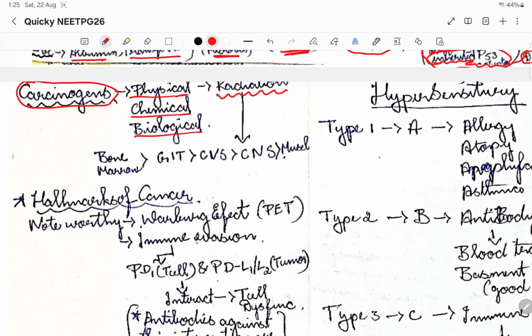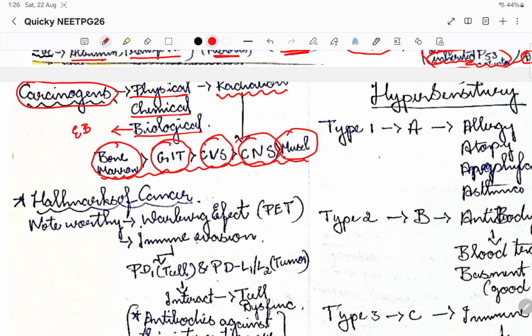I wanted you to remember one major point, how the radiation will affect those particular systems. Bone marrow is the most susceptible as compared to GI cells, and then CVS, CNS, and then the muscles. Bone marrow is the most susceptible to radiation. That is why blood cancer is the most common with respect to radiation.